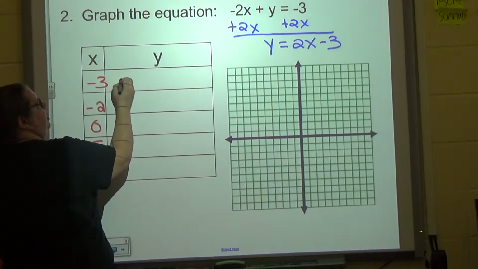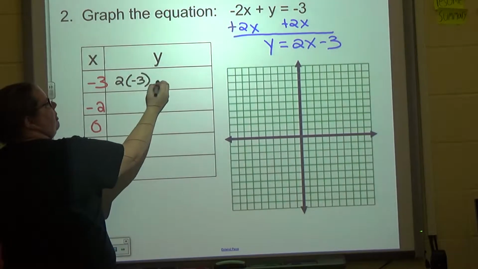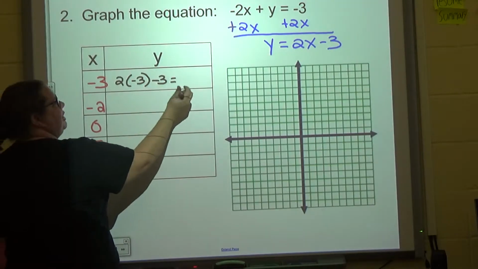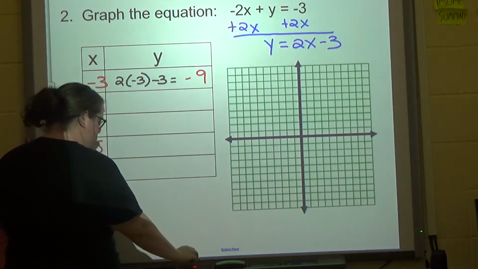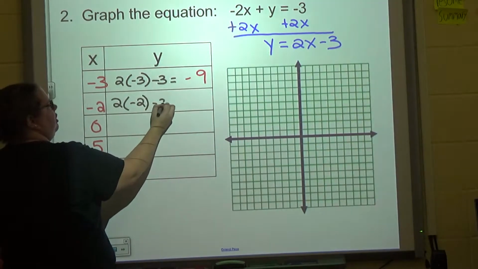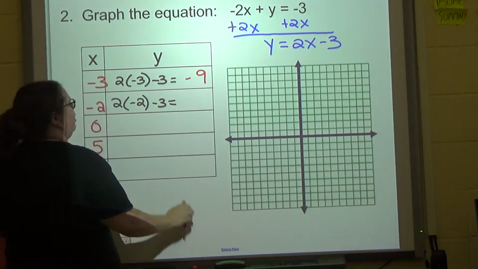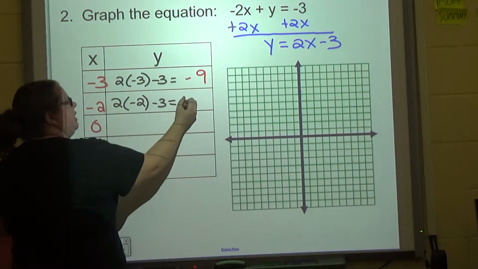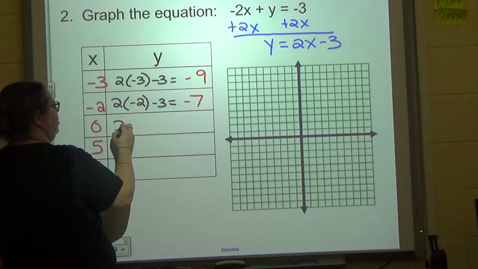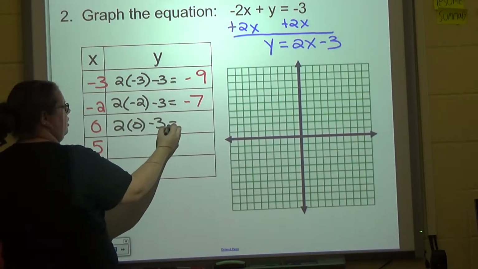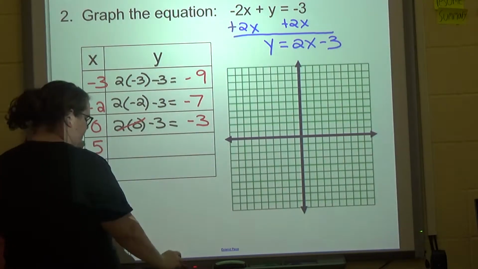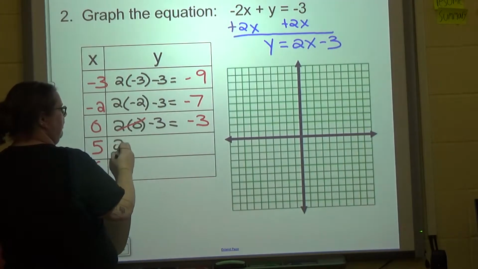Use parentheses. So 2 times negative 3 minus 3 is, that's negative 6 minus 3 is negative 9. 2 times negative 2 minus 3. That's negative 4 minus 3 is negative 7. 0 is nice, right? 2 times 0 minus 3. That cancels out. We just get negative 3. 2 times 5 minus 3.